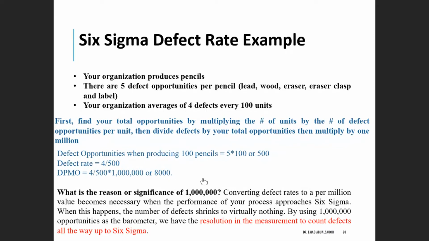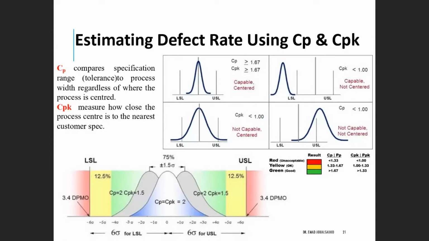In another recorded session, you will see the table that shows the relation between the DPMO and the Sigma level. You can see it under the review of Six Sigma, so we don't repeat the information over all the other sessions. You can refer to that recorded session to see the table. Another way to calculate the DPMO is using the defect rate, using the process capability indices, the CP and the CPK. The CP and CPK were discussed in the quality control course under the process capability chapter. Today is a recap of the difference between CP and CPK and how we use them in calculating the DPMO or the Sigma level.